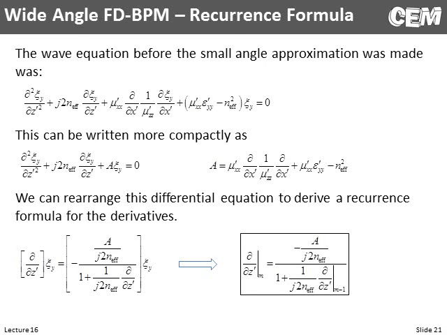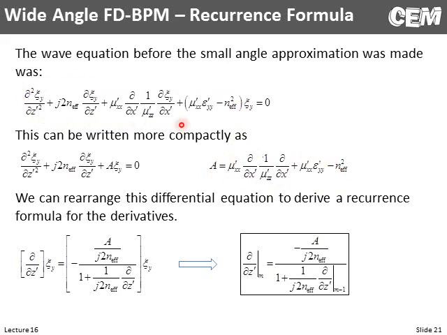There's also fixes to beam propagation method to make it wide angle. And to do this, the most popular way is something called the Pade approximations. It starts off with a recurrence formula for our derivatives. So remember, we had a wave equation before we made the small angle approximation, before we crossed off this term. So let's keep it. We can write this a little bit more compactly. We can come up with this A matrix, just call that A.